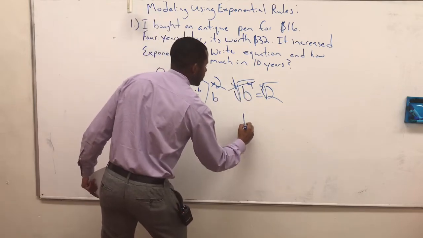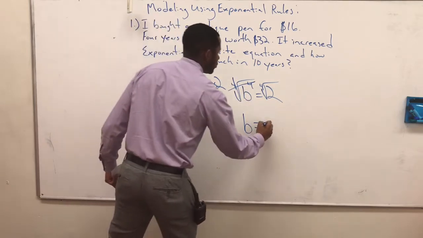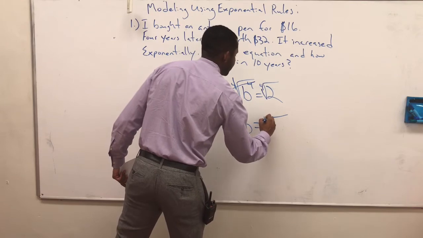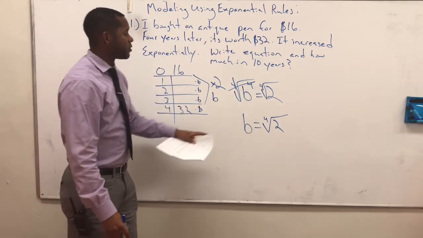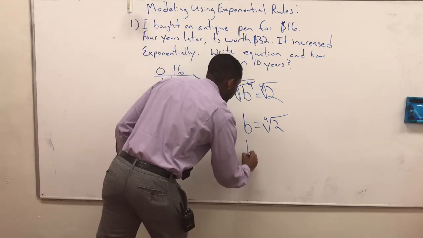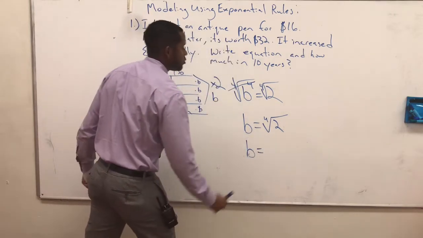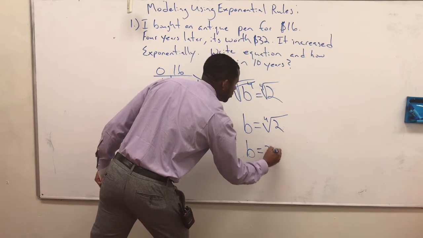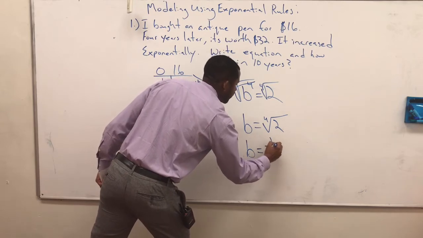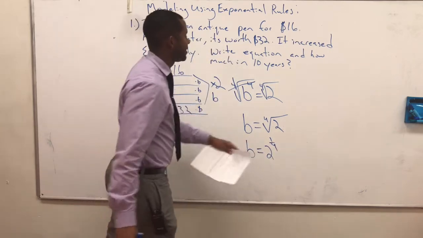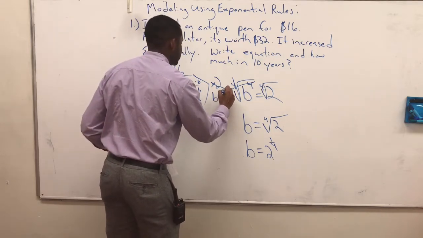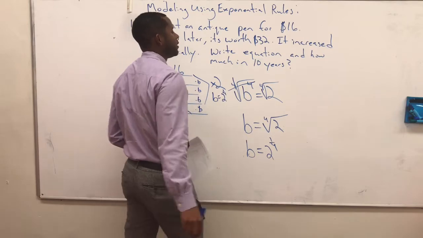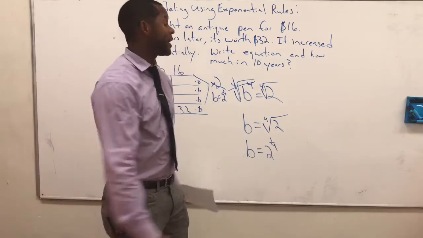These cancel out, so I'm left with B equals whatever the fourth root of 2 is, right? So now I need to know that B is the fourth root of 2, or that is 2 to the 1/4 power. That's the key. It's 2 to the 1/4 power. So B equals 2 to the 1/4 power. Okay?